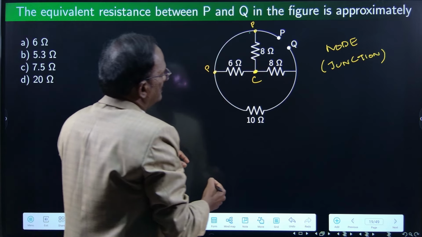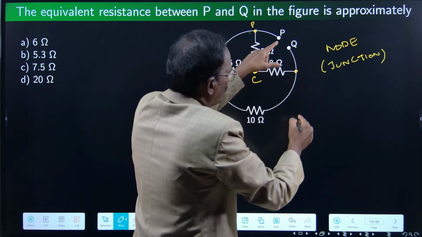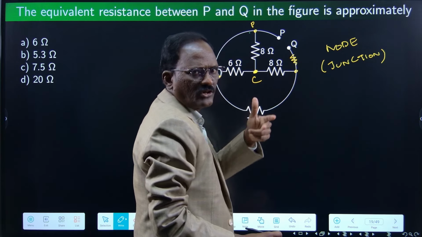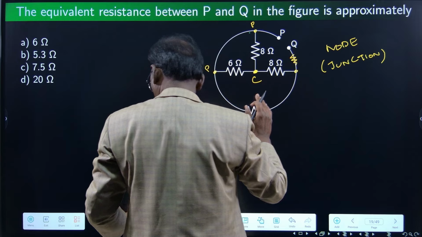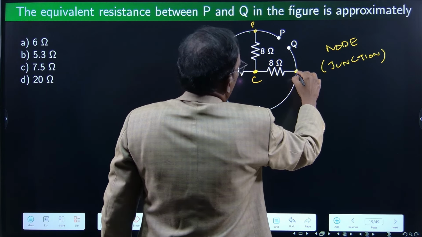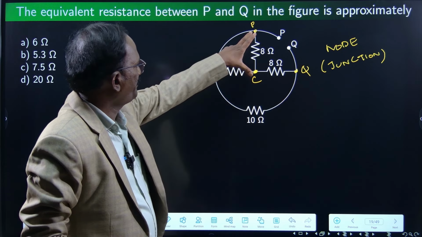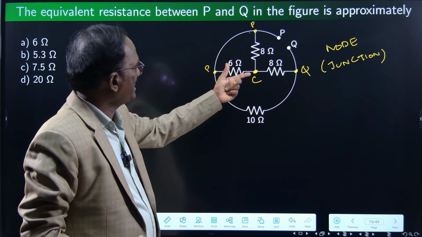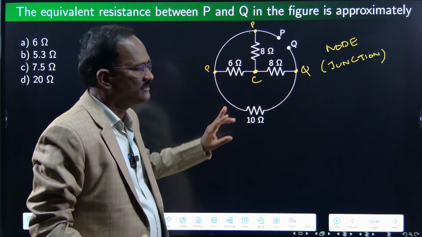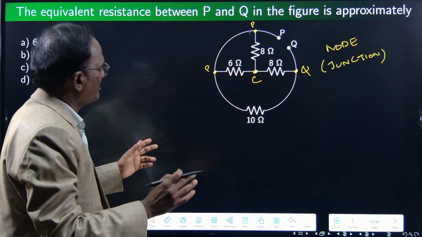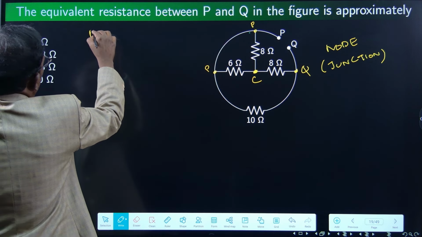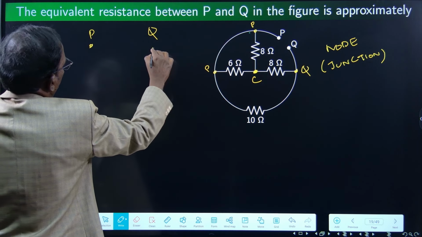That is the idea. Similarly, between this point and this point, a short circuit is available. Only wire is available. No component is available in this part, no resistor or anything else. Right? So I can easily make it Q here. So between P and C 8 ohms, again between P and C 6 ohms, between Q and C 8 ohms, between P and Q 10 ohms. Right? Let us redraw the circuit. How many nodes or junctions are here? 3 junctions: P, Q and C.